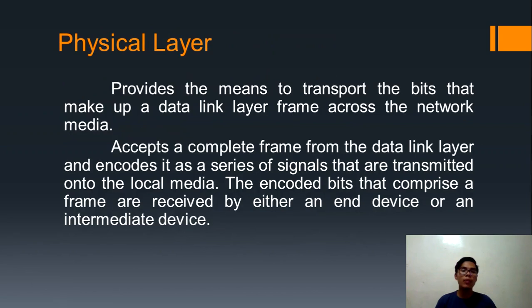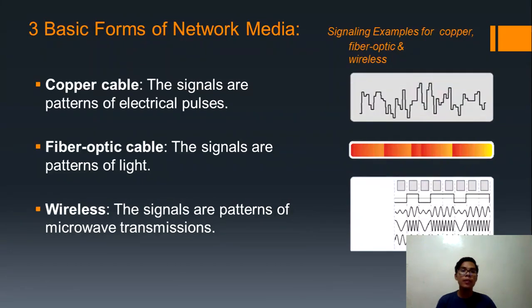The physical layer provides a means to transport the bits that make up a data link layer frame across the network media. It accepts a complete frame from the data link layer and encodes it as a series of signals that are transmitted onto the local media. The encoded bits that comprise a frame are received by either an end device or an intermediate device. Three basic forms of network media. Signaling examples for copper, fiber optics, and wireless.